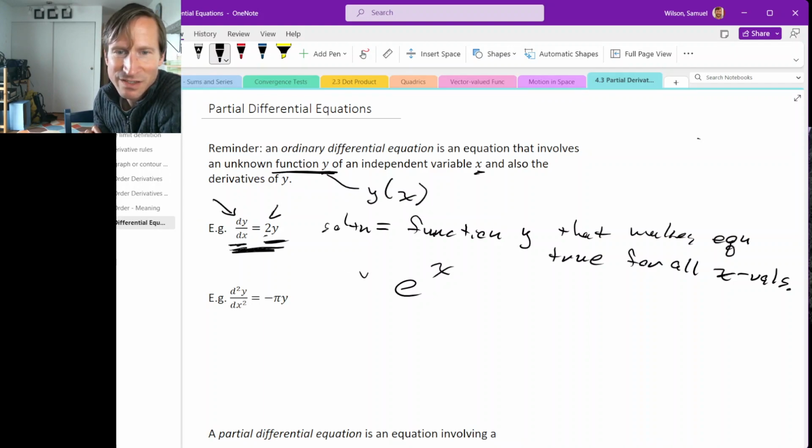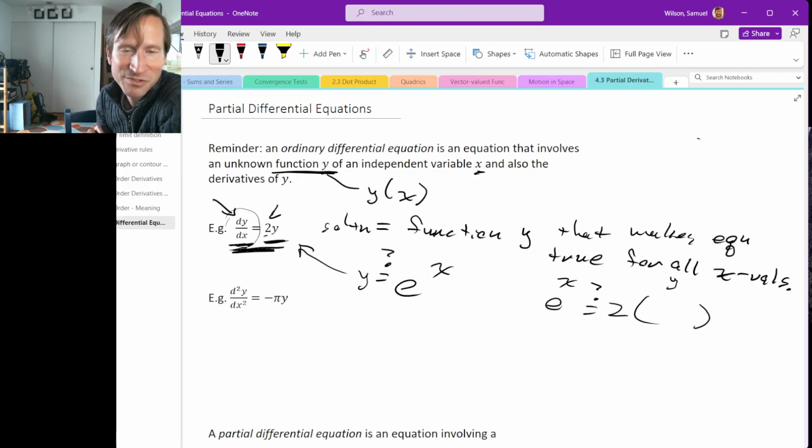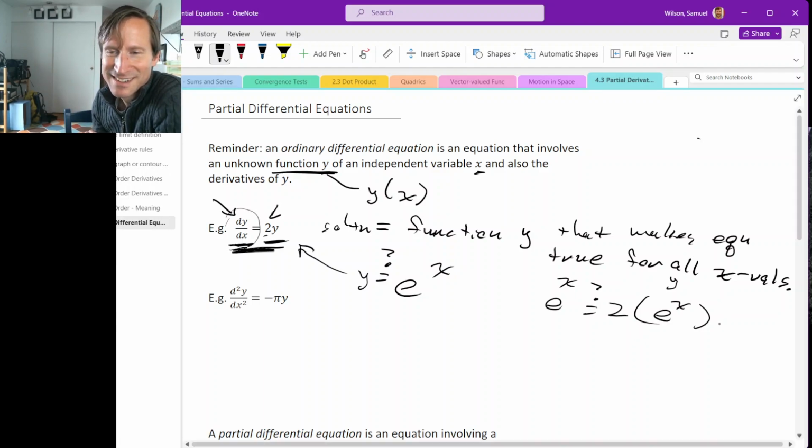So we might guess, hey, is this the solution? We could plug it into this equation. On the left-hand side of this equation, if y is e to the x, dy dx is, well, it's e to the x. And on the right-hand side is supposed to be 2 times y, but I have poorly guessed that y is supposed to be e to the x. And so then we can ask, okay, is this equation true? And the answer is no. This equation is not true. So e to the x is not a solution.